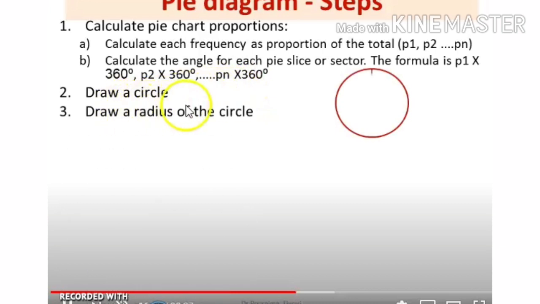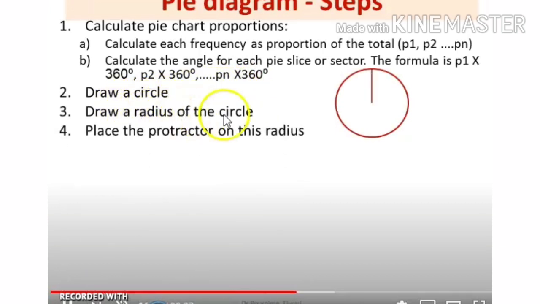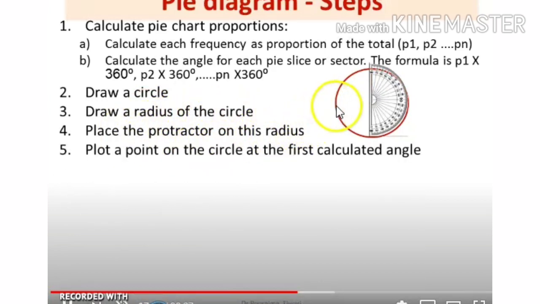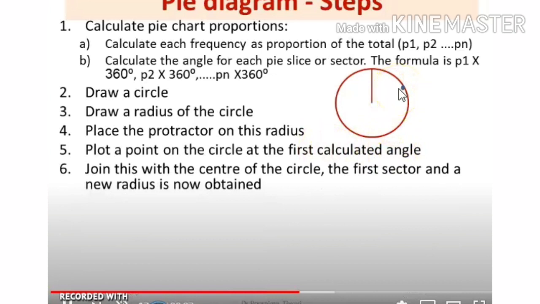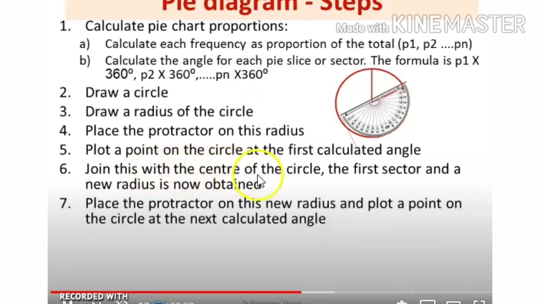Next, draw a circle and draw a radius of the circle. Place the protractor on this circle and plot a point on the circle at the first calculated angle. You will get an angle by multiplying by 360 degrees. You have to plot and draw the angle and join this with the center of the circle, and the first sector of a new radius is now obtained.